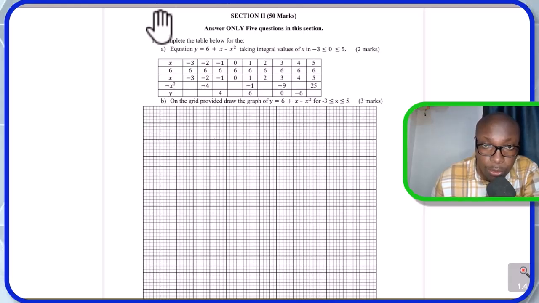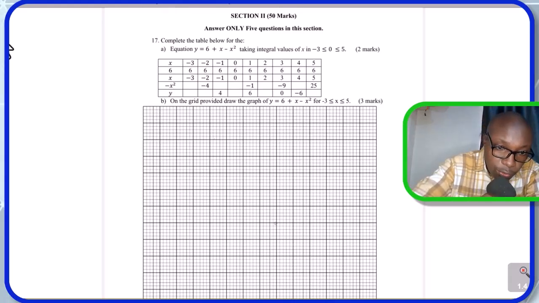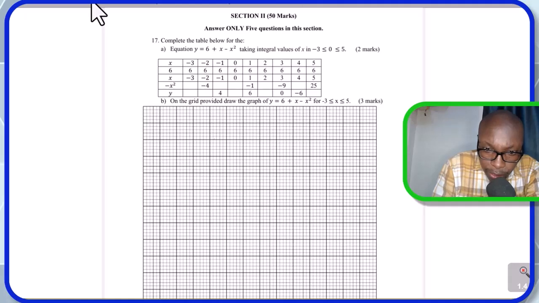You can see some values are already filled, so you just require to fill some of them. We start with the first column when x is -3. Remember we are adding 6. Then we add x, and x is -3. Then the other one is -x squared. So if x is -3, -x squared will be negative.